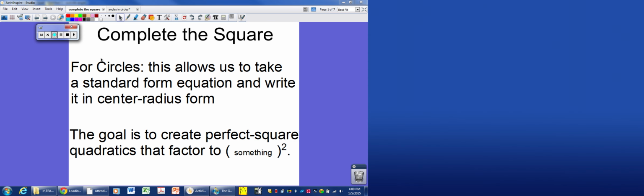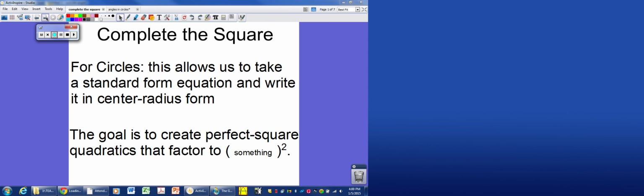Okay, so for circles, what it does is it allows us to take a standard form equation, an x squared, y squared, number equals 0 form, and write it in center-radius form, something that's much more useful for us geometers to know the center and the radius of a circle. So your goal is to take that standard form equation and create some perfect square quadratics that are nice and easy to factor, to factor into something that is useful for us in geometry.